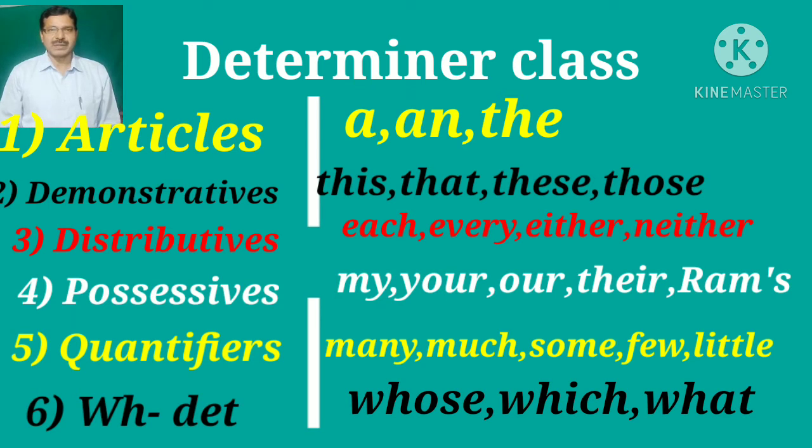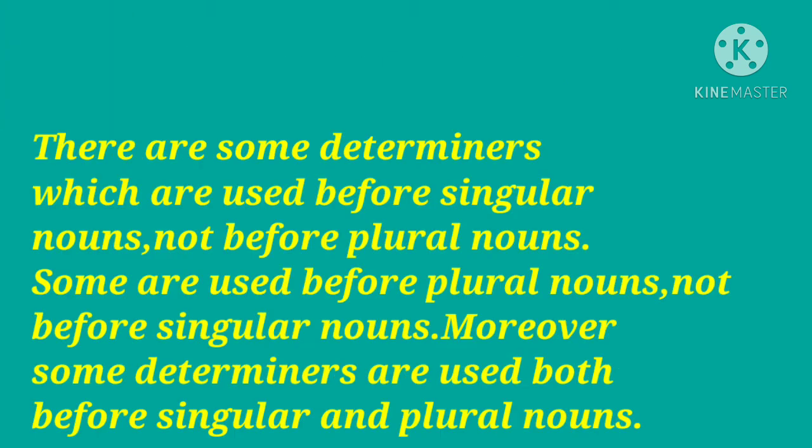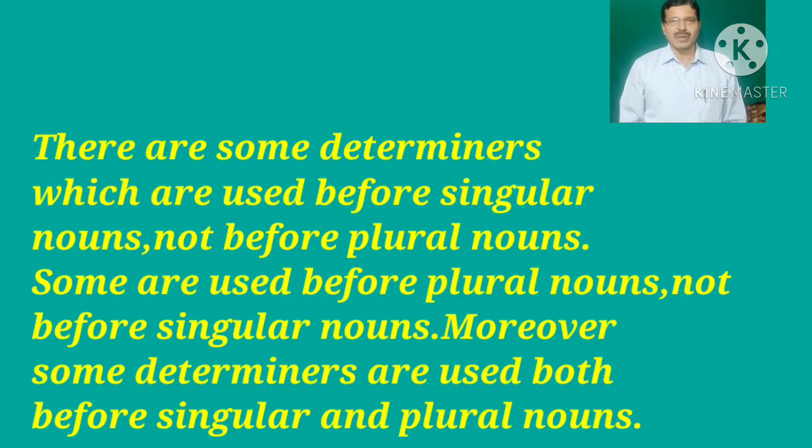Next, quantifiers: some, any, many, few, a few, little, a little. And finally, WH determiners like whose, which, what. We will discuss each class in detail. Okay? Before that, you should know the peculiarity of determiners.